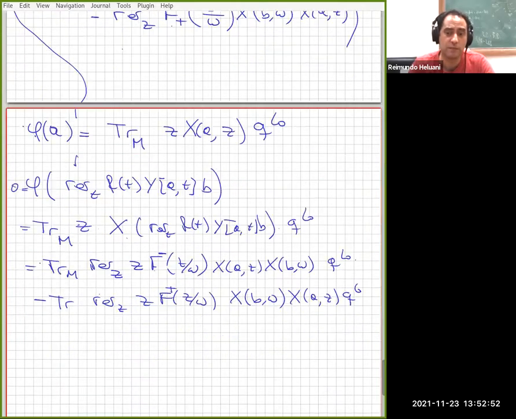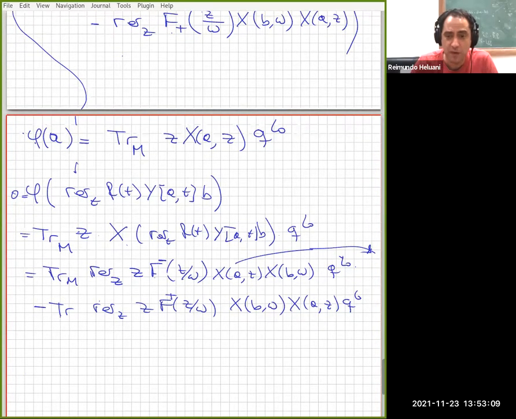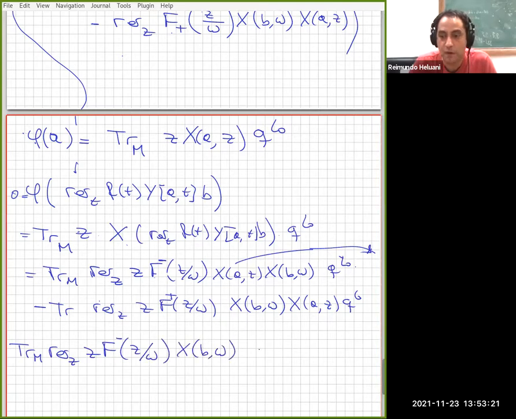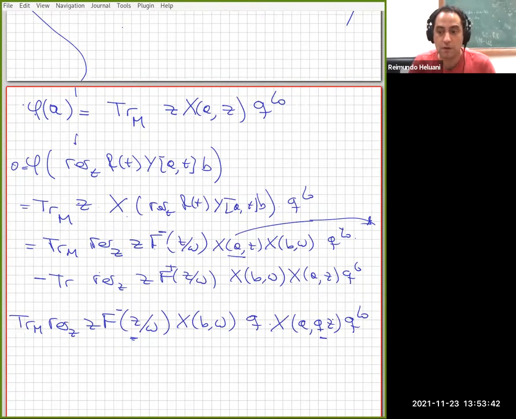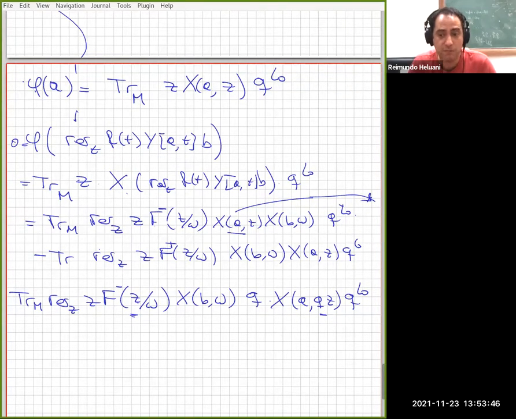Now it's formal: the change of coordinates and the cyclic permutations inside of a trace. The trace of a times b is equal to the trace of b times a, so we pass this guy here, and now we commute with q to the L naught using the equation that we had above. So the first term is the trace at M of the residue at z of z f minus of z over w, x of b w, q to the L naught times x of a z, which is the same as q times x of a q z, q to the L naught. We solved our problem, because now this guy appears with the same coordinates that it should appear with here. This is a Fourier transform of my original elliptic function. So now you just make the change of coordinates: z goes to z times q inverse. When z goes to z times q inverse, you can put a q inverse here.